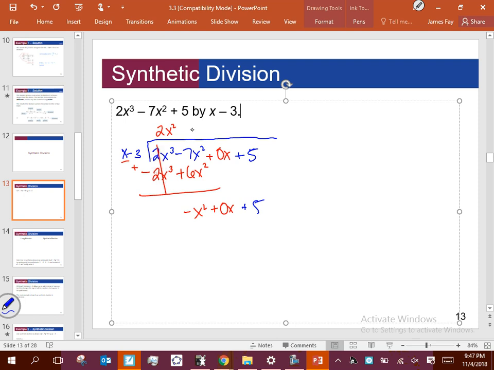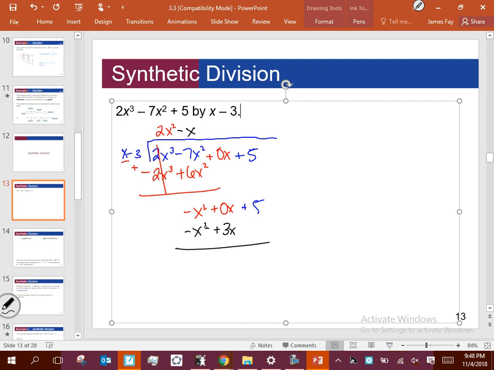Now I just play that game again. I'm looking for something to give me negative x squared, so it's going to be negative x. Negative x times x gives me negative x squared. Right here you're going to see the purpose for having this placeholder, because negative x times negative 3 gives me a positive 3x. I just want to make sure that I never line that up wrong. If I didn't have my placeholder, this would have lined up underneath the 5, and we'd have to think about what we have.